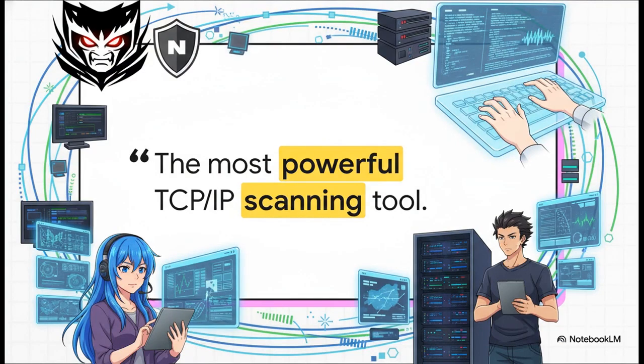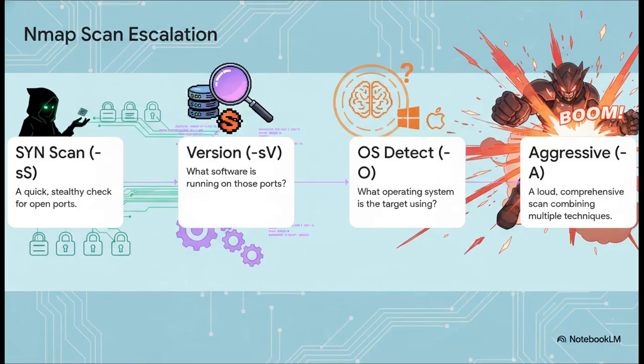Now, when it comes to scanning, there is one name that just stands above all the rest: Nmap. People often describe it as the most powerful TCP/IP scanning tool out there. And they're not wrong. It's an absolutely iconic utility, and it's fundamental to any kind of network security work. So here's how an analyst really uses Nmap. See, you don't just run one scan and call it a day. You escalate. You might start off with a really stealthy SYN scan, just to quietly see what ports are open. Then you can run a version detection scan to figure out, okay, what software is actually running on those ports.